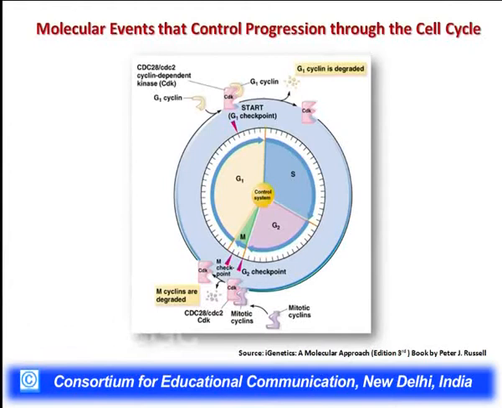Now, each of these phases is controlled at a point which is called a checkpoint. A cell which is in the G1 phase, when it has to go into the S phase, there is a checkpoint present. A cell which has produced all the mechanisms for the division and the DNA replication will only move from the G1 phase to the S phase. So there is a checkpoint which checks whether all the machineries have been properly formed or not, and only then will the cell move from G1 to S phase.